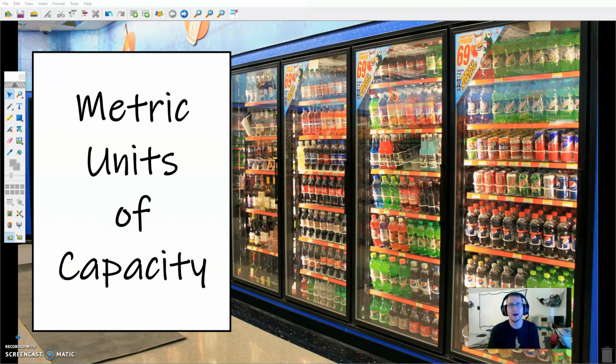Hey everybody! Today we're going to be talking about the metric units of capacity. Now, the first question you might have for me is, Mr. Pratt, what is capacity? What do you mean by that weird word? Well, I'm glad you asked.